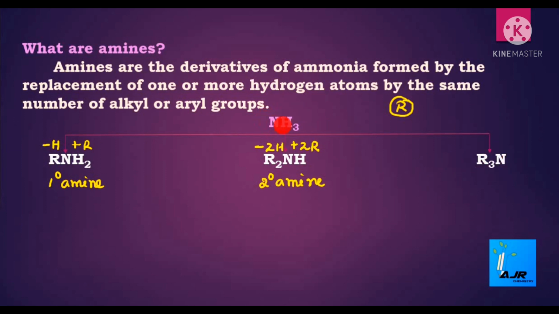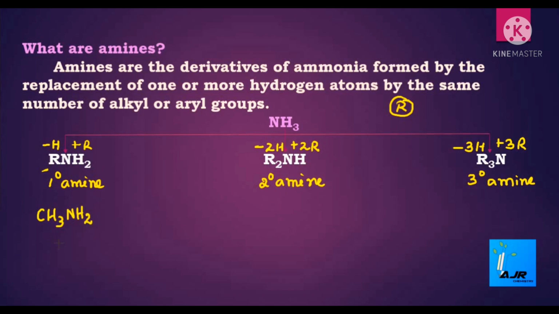From ammonia, if three hydrogen atoms are removed and in that place three alkyl or aryl groups are attached, we get the tertiary amine. Understood, students? So this is the basic thing. Now I'm going to give some examples for the primary amine. Say an alkyl group instead of R. If I substitute with an alkyl group, CH3NH2, this is a primary amine.